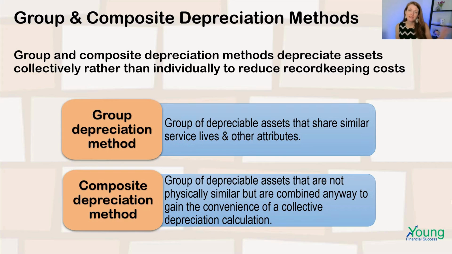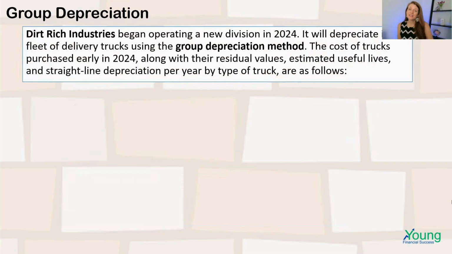So it doesn't all have to be the same asset, but they at least are similar enough that we can put that into one group and we are able to depreciate those collectively. So let's look at an example for Dirt Rich Industries.